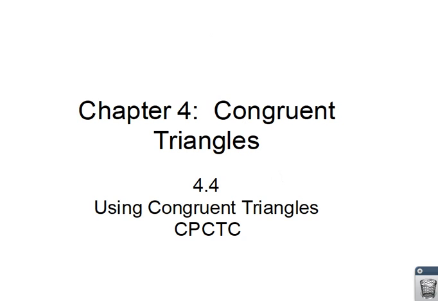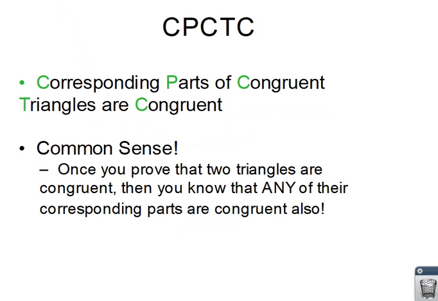Okay, so we've followed up. We've done all of the side, angle, side, angle, side business. So now, since we can prove triangles are congruent, we're going to prove that their parts are congruent as well. Okay, and that's what the CPCTC stands for. You need to know what this stands for. All right, so it stands for corresponding parts of congruent triangles are congruent.